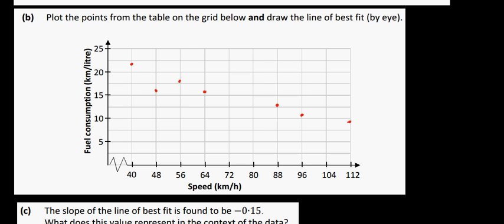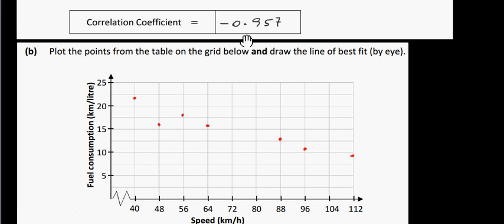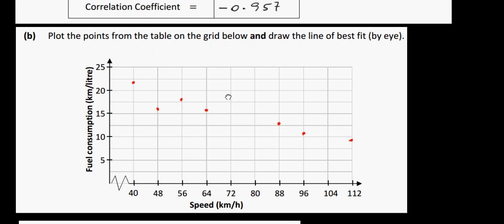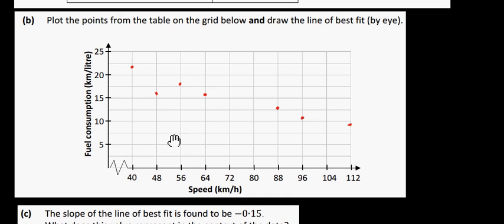Okay, so that's it, and you can see there's a very strong negative correlation between these two. And we have seen that from our correlation coefficient up here. Minus 0.957 is a very strong negative correlation between these two.